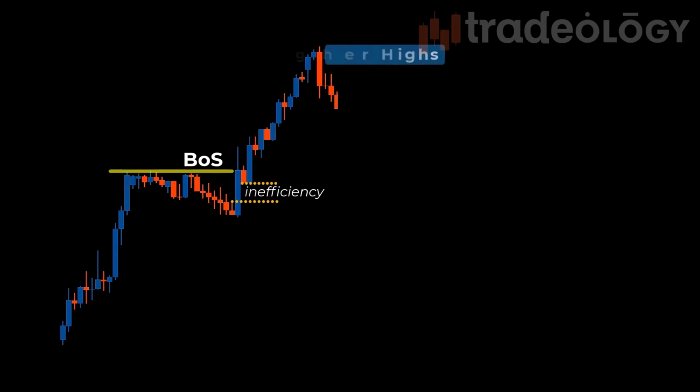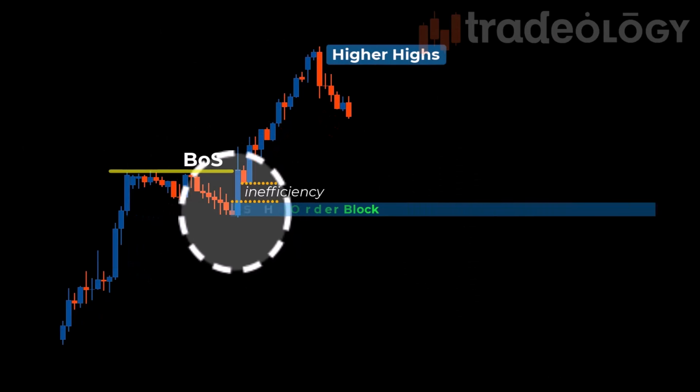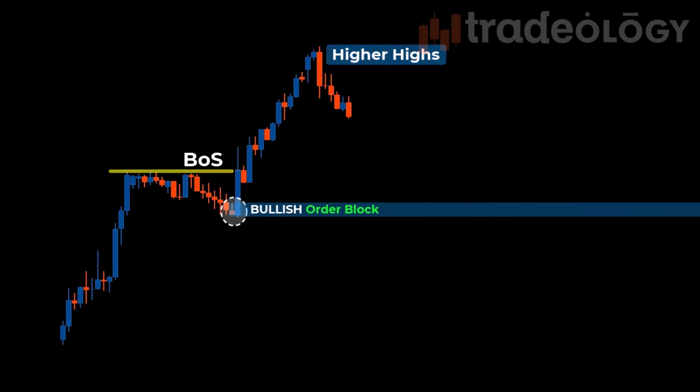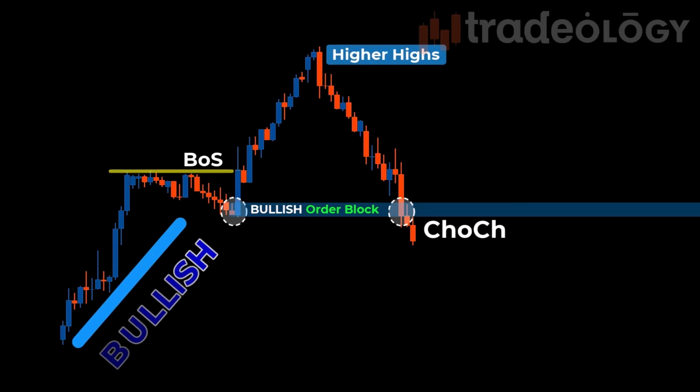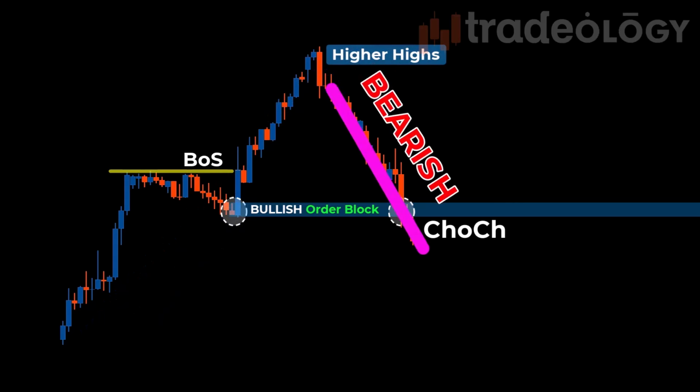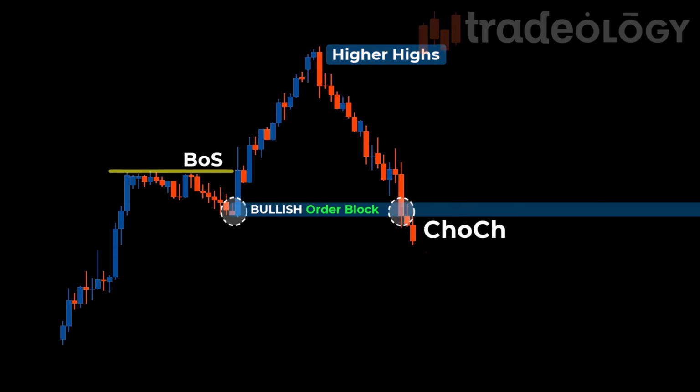The price explodes upward, leaves inefficiency and prints higher highs. Awesome! Now we mark the order block, but then, bam! The price tanks, smashes through the block and even breaks previous lows. That's not just a break, that's a change of character. The market just flipped from bullish to bearish. Now here's the magic. As the price climbs back toward that broken order block, the same level turns into a resistance zone. That's where you want to strike.